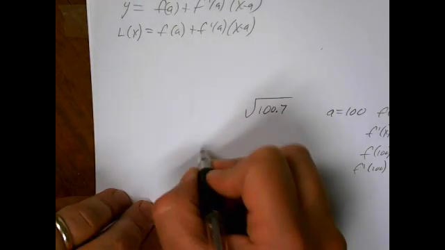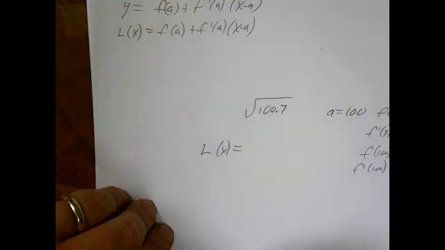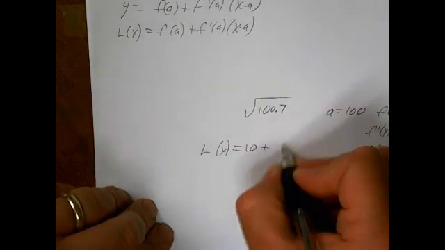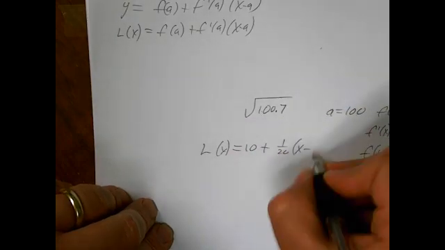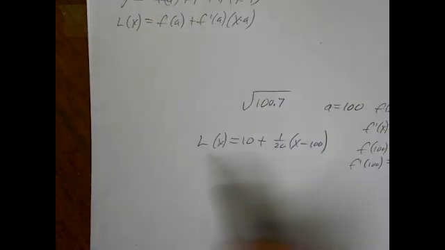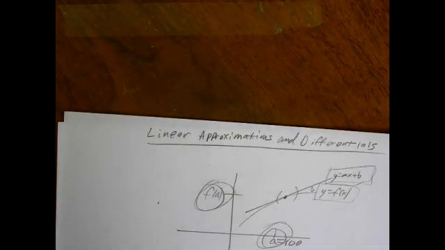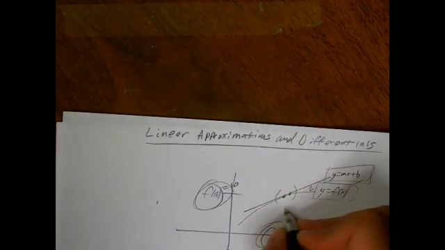Right, so therefore the linearization of that function is f of a, which is 10, plus f prime at a, which is 1/20th, times x minus a, being 100. So that is a line that touches the square root curve at the point (100, 10). And I'm going to use it to approximate the value at 100.7.